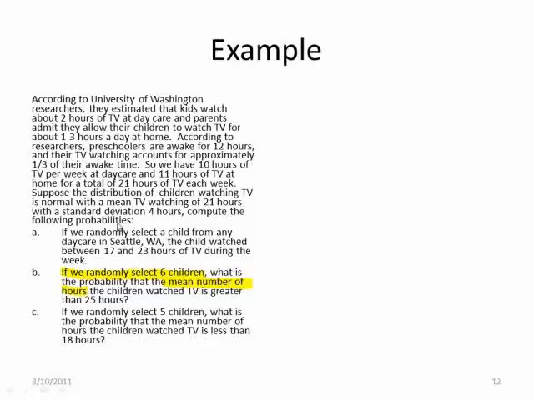Now just take a look at A and B and compare and contrast. Does this one give a sample size in A? No. Notice that this one just asked, what is the probability that they watched between 17 and 23 hours. Notice that this one's asking the probability that the mean number of hours. So this one is asking a probability question based on selecting a kid out of the population itself. This one, part B, is asking a probability on X bar, because it says the mean number of hours.